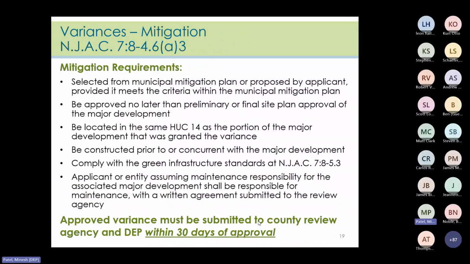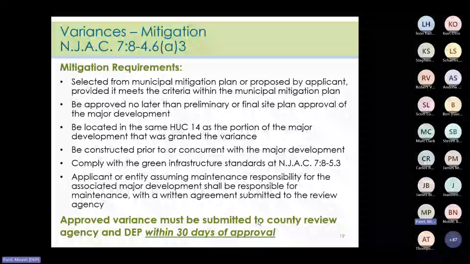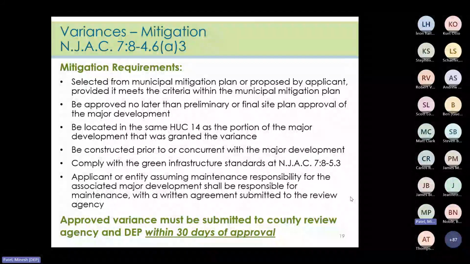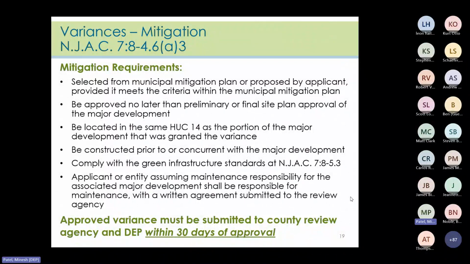There's a lot more to the mitigation requirements that must be met to obtain approval of a variance in the amended version of the rules. Mitigation must be part of the municipal stormwater management plan and follow these new requirements. Must be selected from the municipal list of mitigation projects, or it could be proposed by the applicant if it meets the criteria for the municipal mitigation plan. It must be approved no later than the preliminary or final site plan approval.